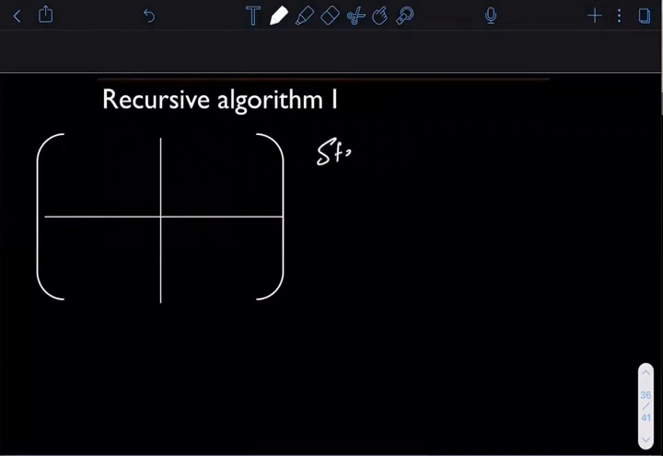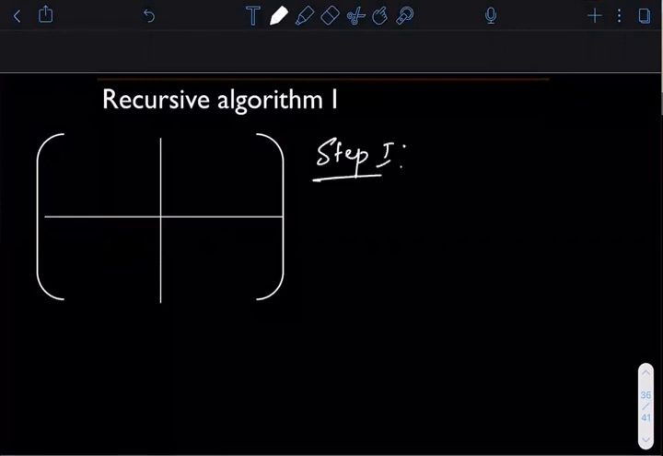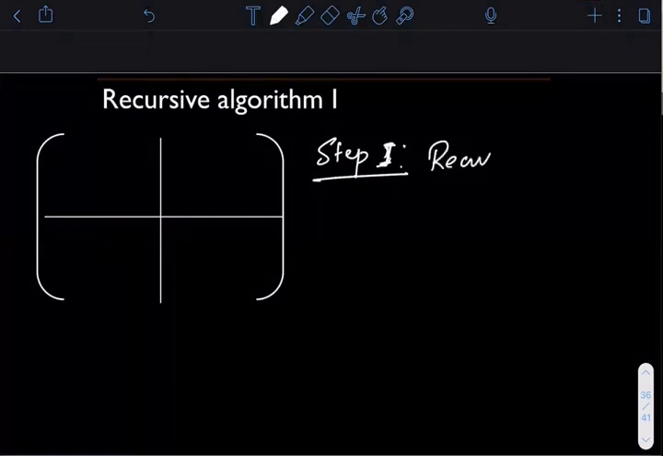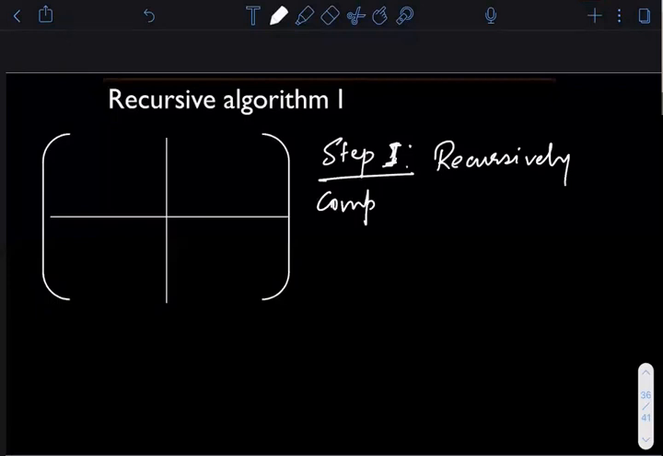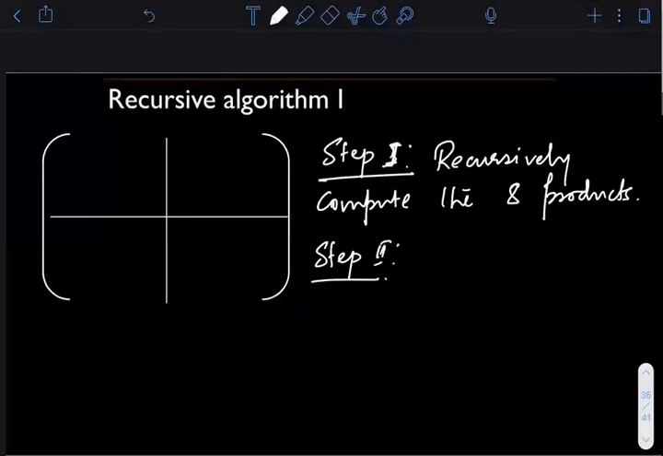Step 1: recursively compute the 8 products. Okay. And then step 2 is do the additions. Okay. So that's my divide and conquer algorithm.